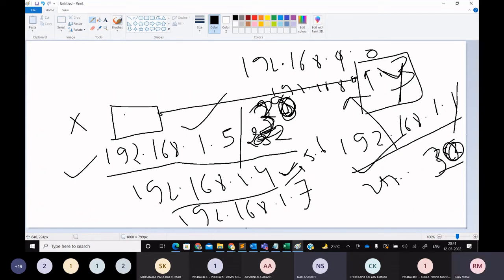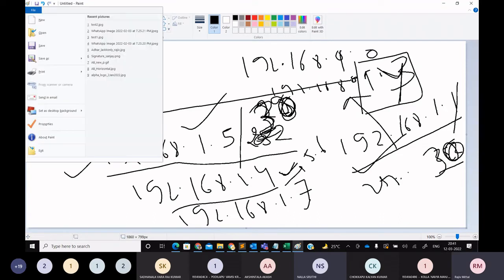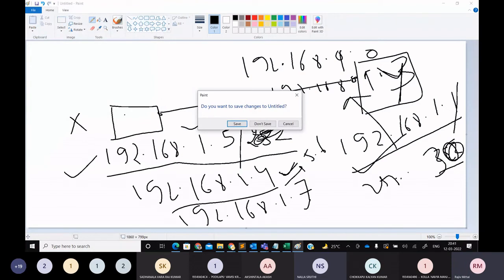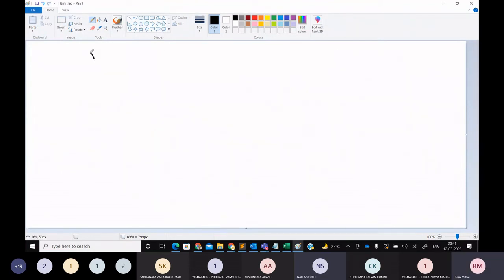Because the concept is that for devices to communicate with each other when they are directly connected, they have to be in the same network. You got this idea? Let us see one more example. Same example.